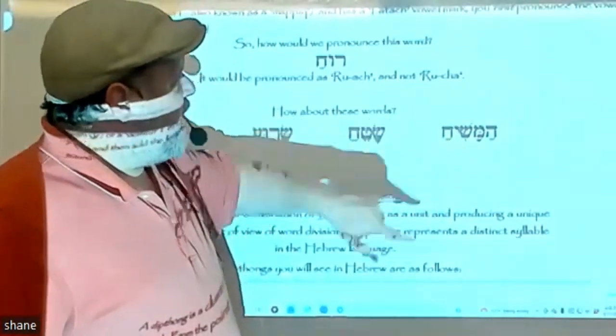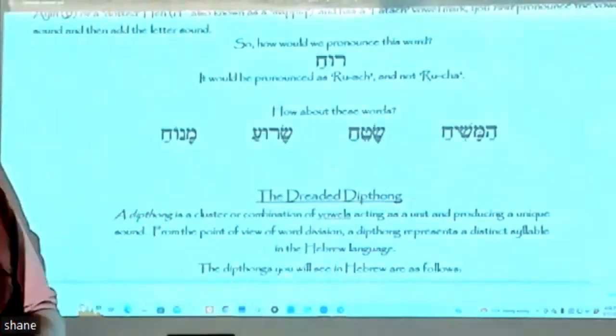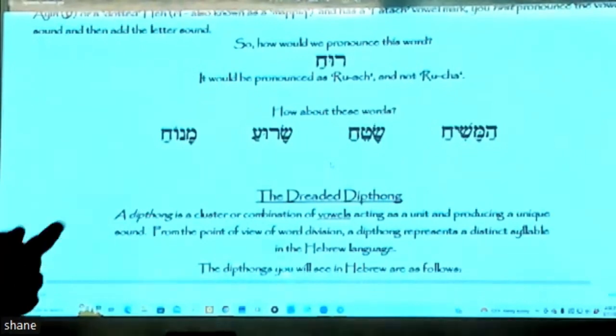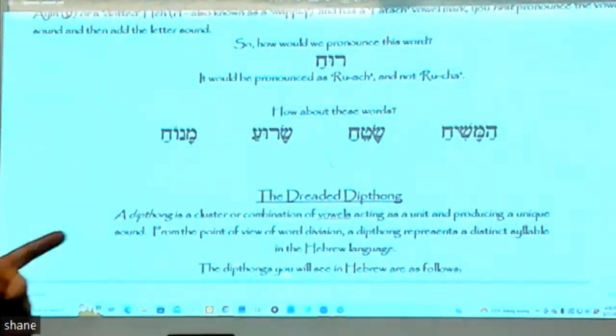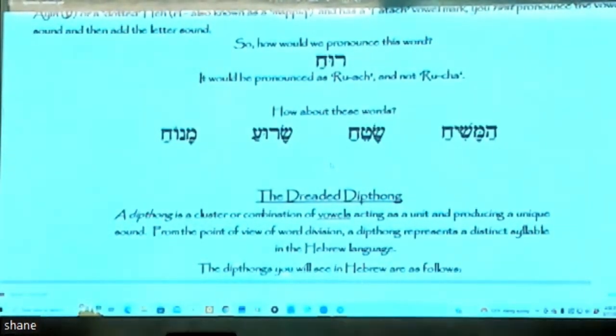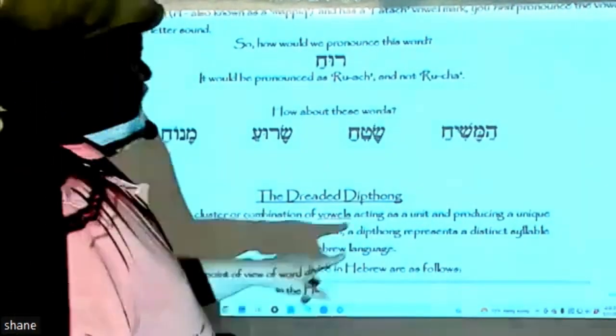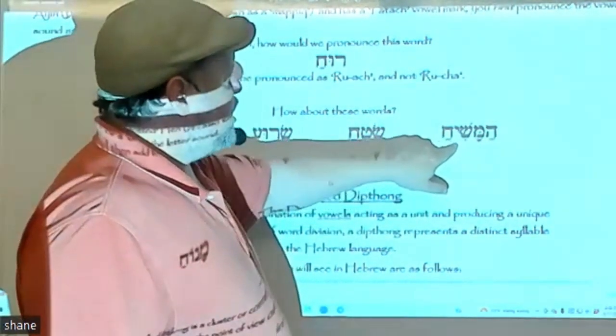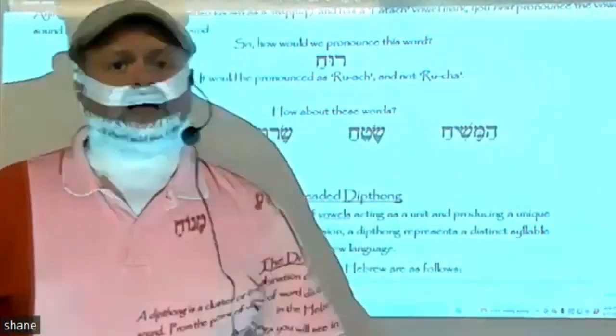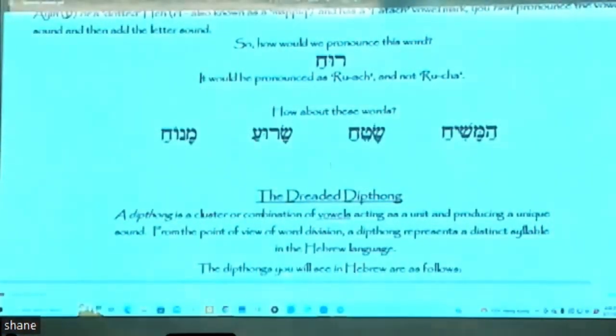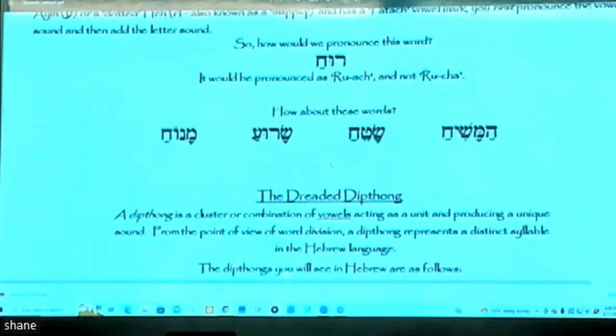And then look what we have. What's this letter we have back here? That is the letter chet. And it is pointed with what? It's pointed with patach. So since it's at the end of a word, right? It's a furtive patach. So we're going to flip them. So instead of that making the sound cha, what sound does it make? Ach, right. So we have Hamashiach, the Messiah. All right, Hamashiach.